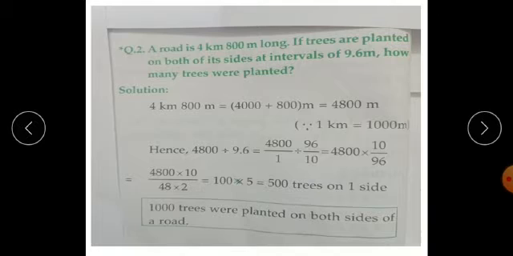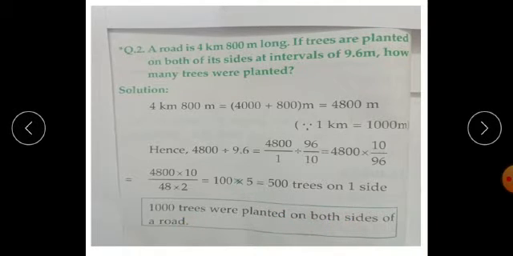Therefore, we have to calculate how many trees were planted on both sides of the road. If 500 trees on one side of the road, then how many trees are there on both sides? We have to multiply 500 by 2. Therefore, 1000 trees were planted on both sides of a road.